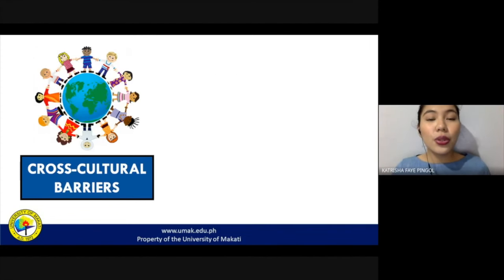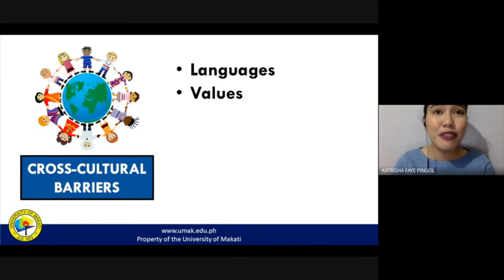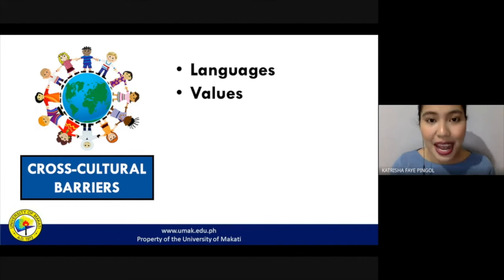It is also important to note that there are certain features or aspects of our culture that may hinder, disrupt the communication process. So we refer to these things as cross-cultural barriers. An example of this is language, since language is one of the main aspects of culture, okay? So different cultures may have different languages. So differences in languages could be considered as barriers. The values that we have as Filipinos might be different from the ones that Americans have, or the ones that Japanese people or Koreans have.